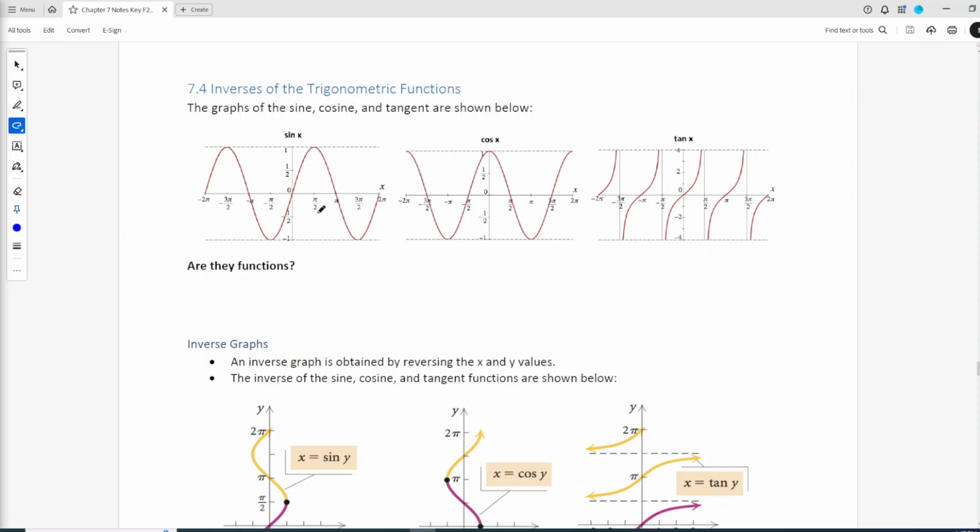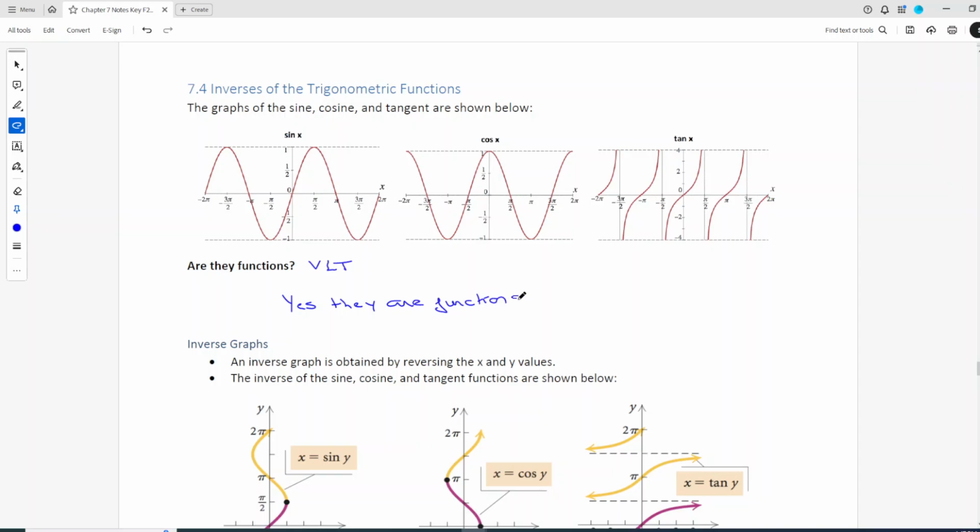This is the graph of sine, cosine, and tan. First question is, are they functions? How do you know? You draw the vertical line test. Do they all pass? Vertical line test means that for every x value, you only pass one y value. And yes, every single graph passes. So yes, they are functions.